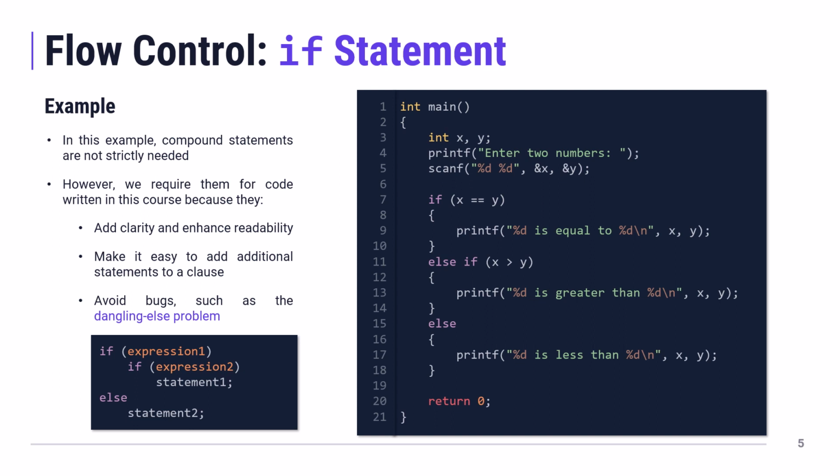Okay, so just a very simple example here. Lines 4 and 5, we're prompting the user to enter 2 numbers. And then we just have an if else statement that tests, are the 2 numbers equal? If so, we print a message saying they're equal. Otherwise, we check, is one greater than the other? Print a message. Otherwise, we say, okay, it's less than the other.